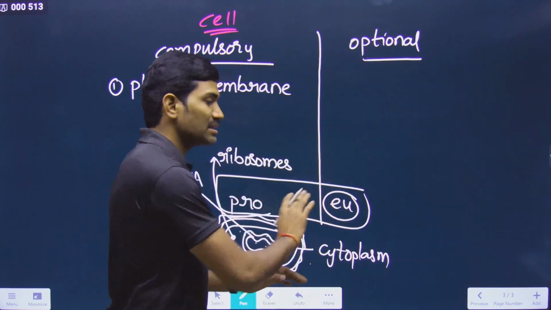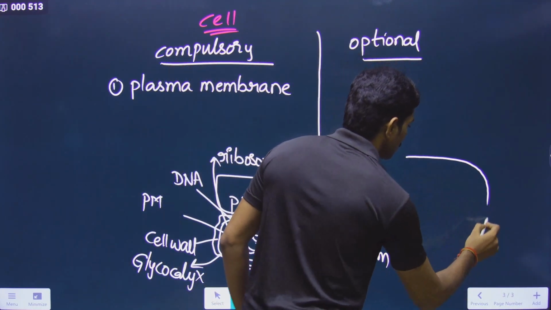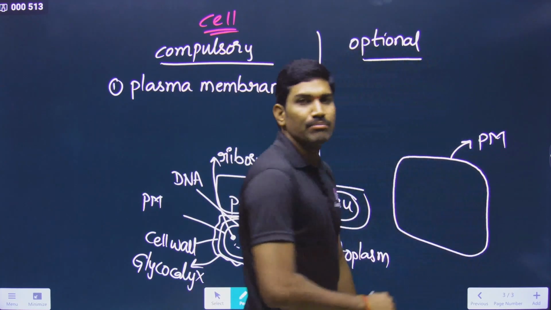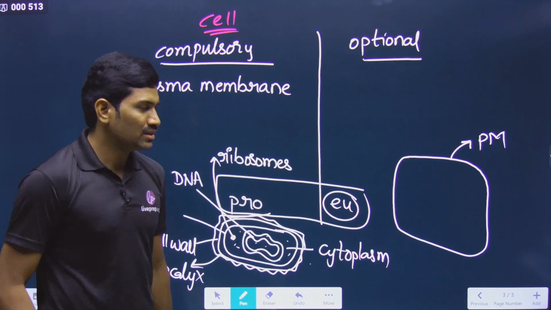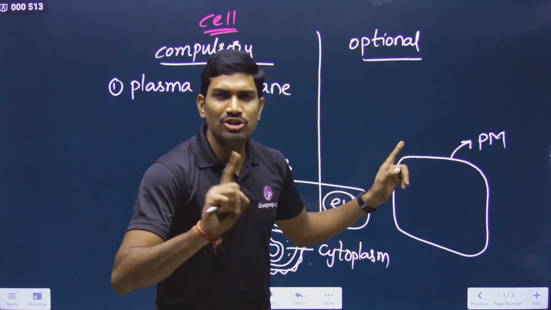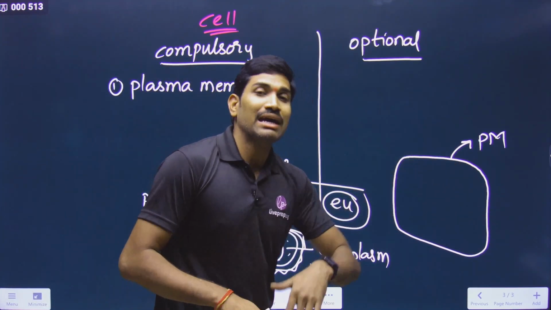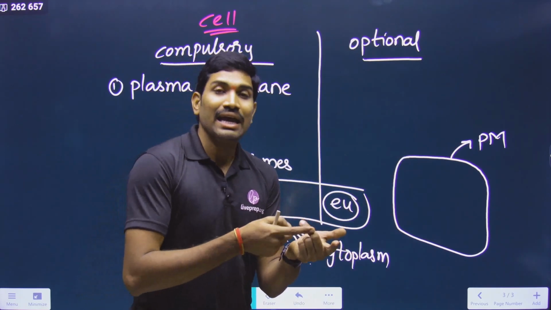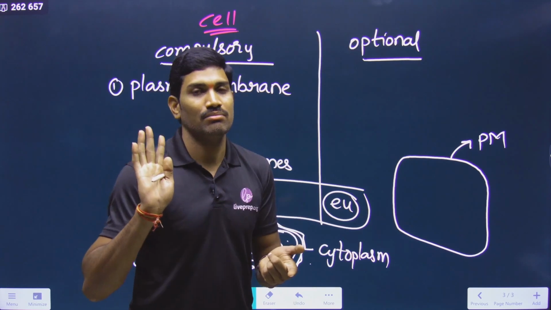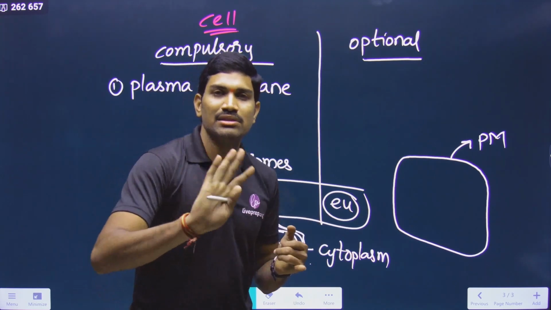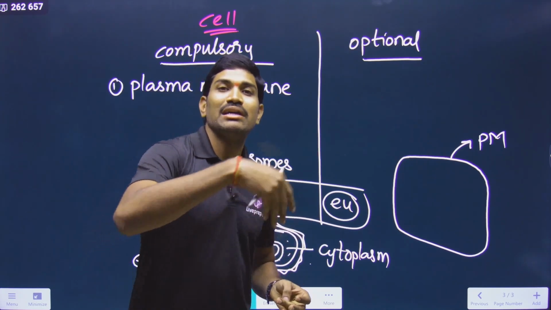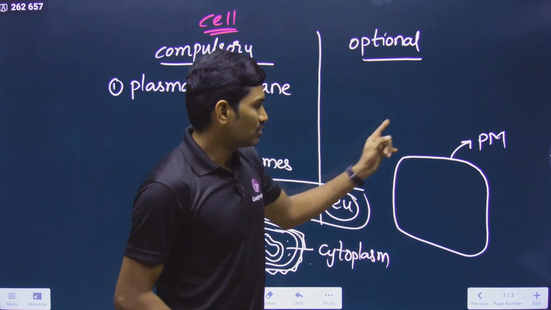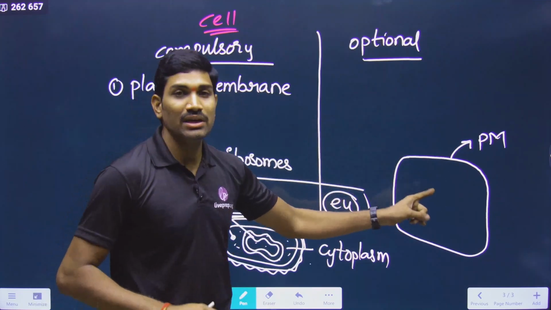Then what is the basic structure of the eukaryotic cell? In the case of a eukaryotic cell, here also the plasma membrane is present. I am simply writing PM, meaning plasma membrane. Then what about the cell wall? Cell wall is not compulsory. Some eukaryotes have a cell wall. Who will have a cell wall? Plants and fungi have a cell wall, and some protists have a cell wall. But animal cells do not have a cell wall, and the remaining protists do not have a cell wall. So that's why cell wall is not compulsory, but plasma membrane is compulsory.